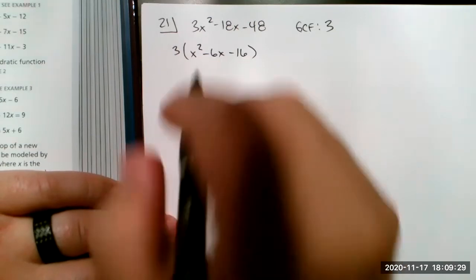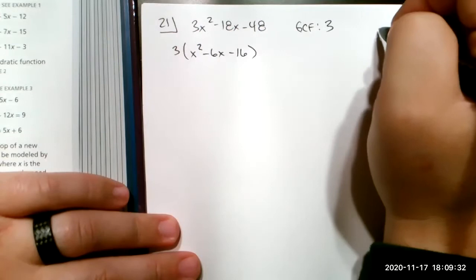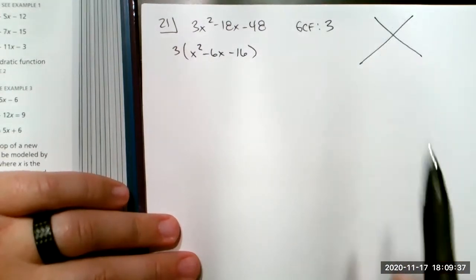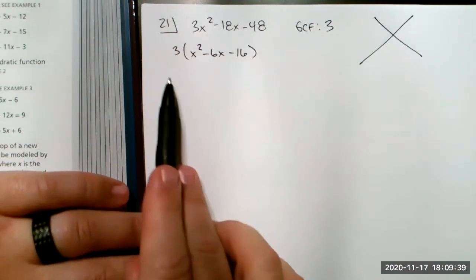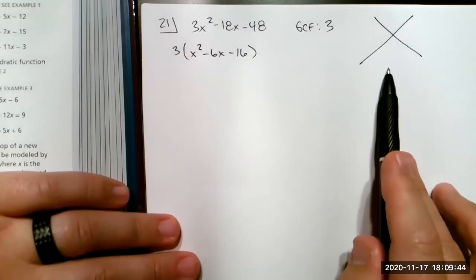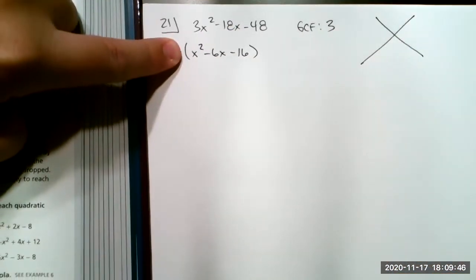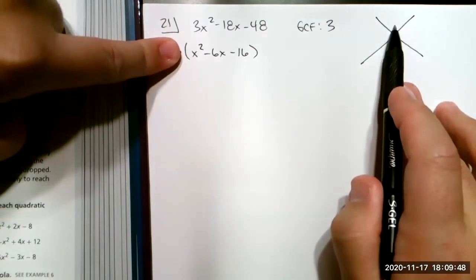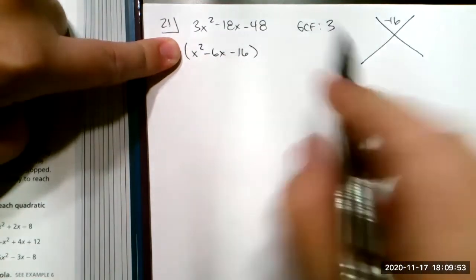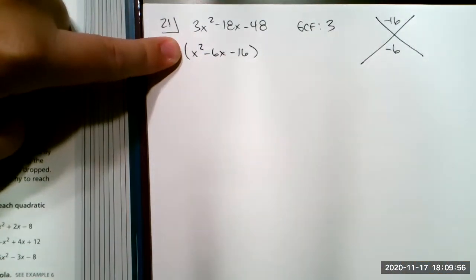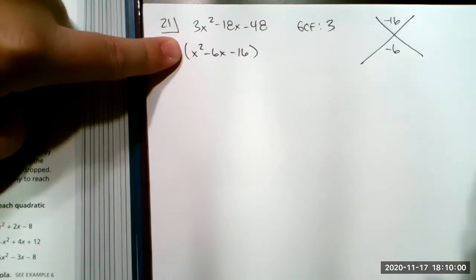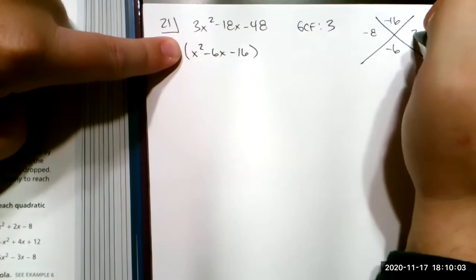And now I'm ready for the slide divide bottoms up. So AC at the top. Remember we talked about back in this tutorial, this 3 is just going to come along for the ride, but it's not actually going to play a part in finding this information. So for right now, you can just ignore it. At the top, A times C, A is 1, C is negative 16, B is negative 6. Two numbers that multiply to negative 16, but add to negative 6. I think that's going to be negative 8 and positive 2.